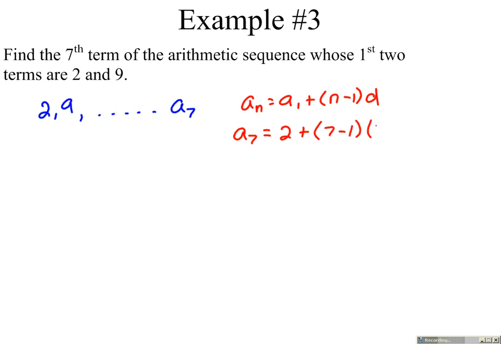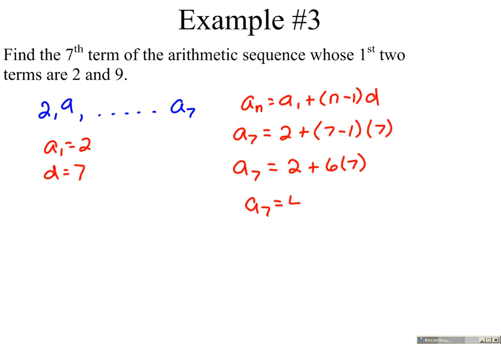We know the common difference here is 7 because 2 plus 7 equals 9. So our first term was 2. Common difference is 7. 2 plus 6 times 7. 2 plus 42, our seventh term is going to be 44.